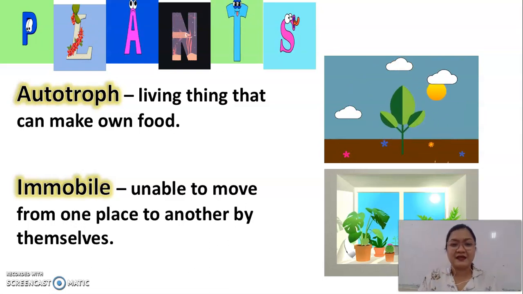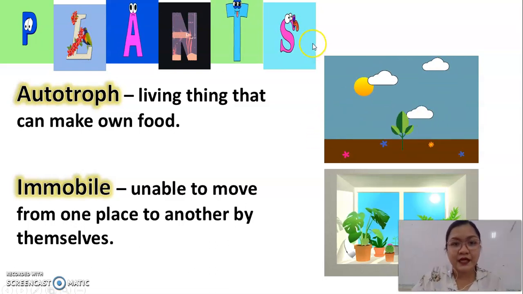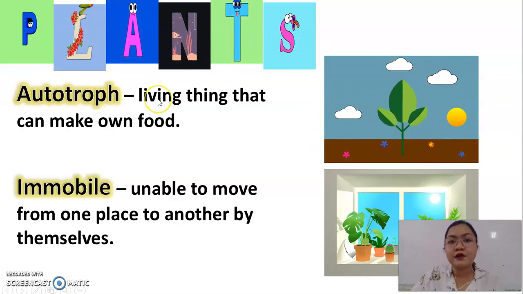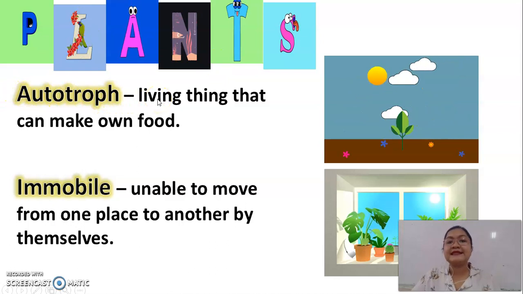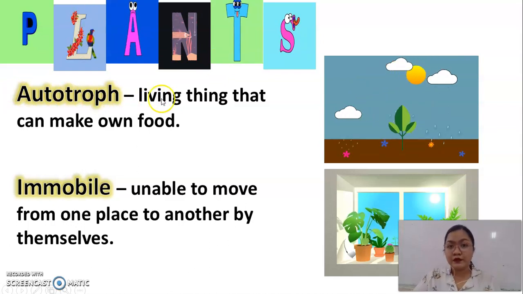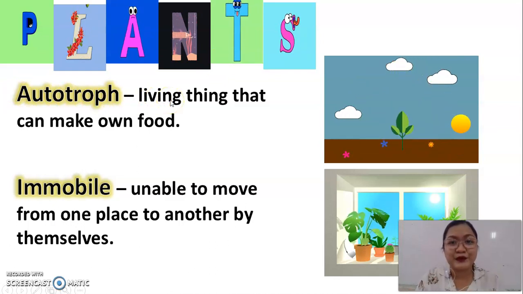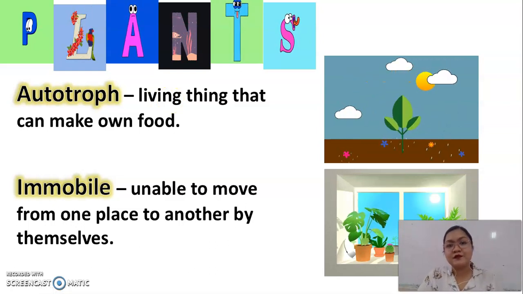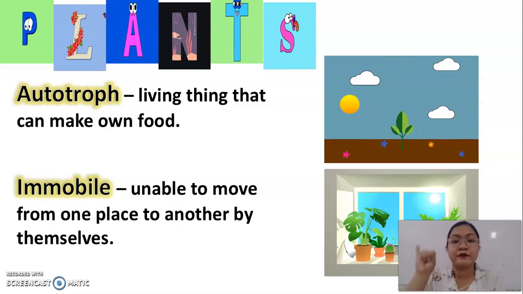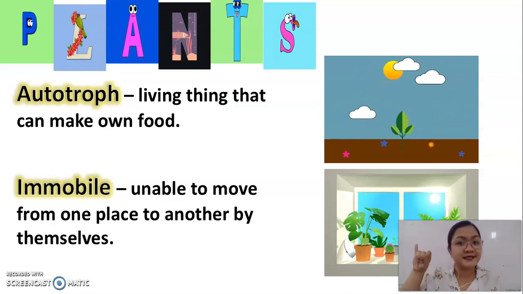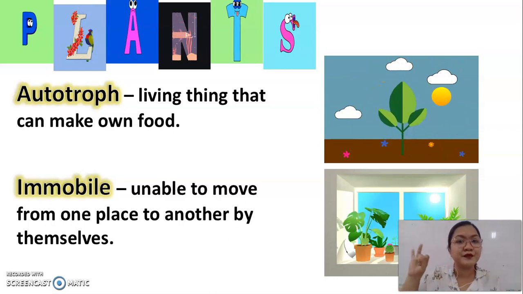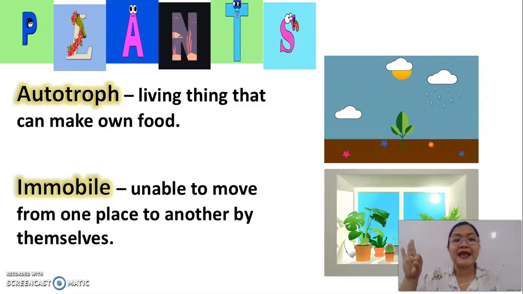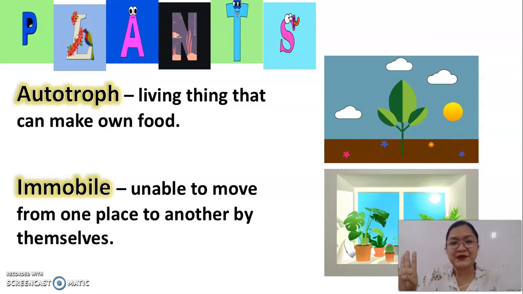Okay, very good. Again, let's do a recap. When we say plants, they are autotroph, living things that can make their own what? Their own food. Very good. What do they need to make their own food? Number 1 is sun. Number 2, water. Number 3, air. And number 4, soil. Very good.